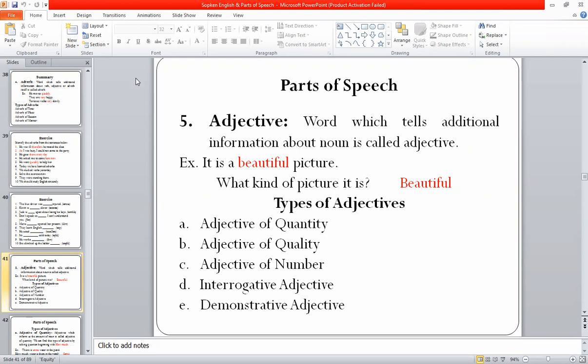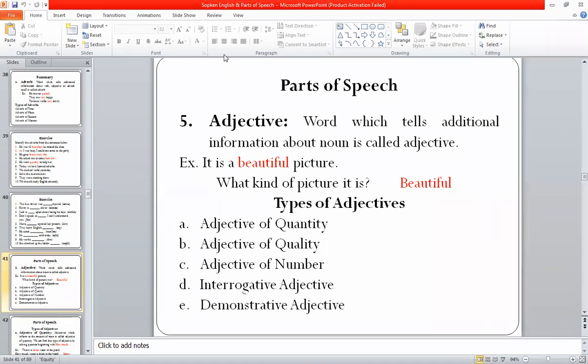Okay, so in the sentence, if a noun is present in that sentence, and there is a word which is giving more information about that noun, then it is called an adjective. Okay, so adjectives are the words which are modifiers of the noun. These modify the noun or give additional or more information about the noun. So let's see its example.